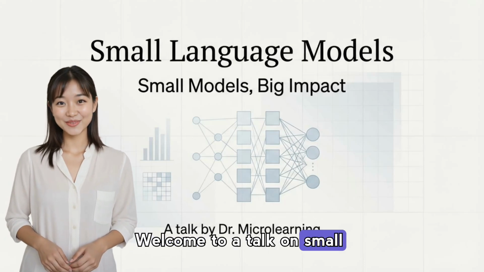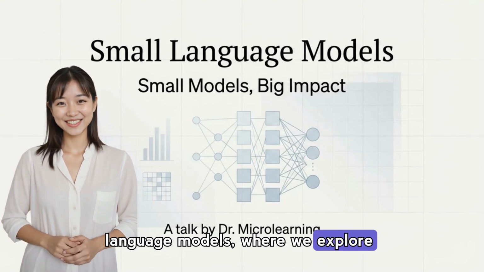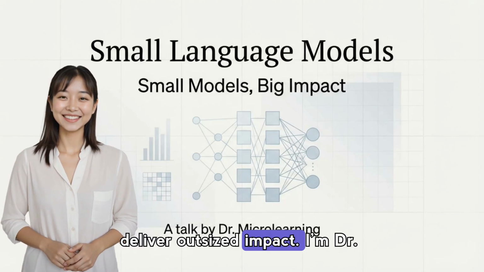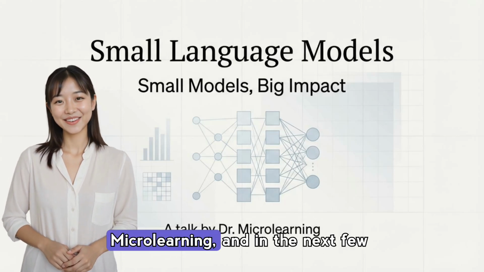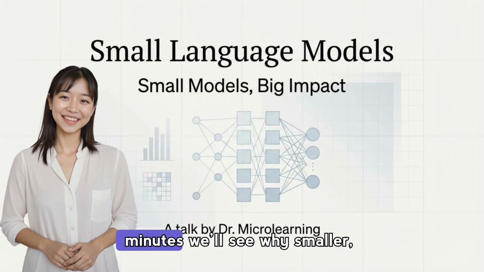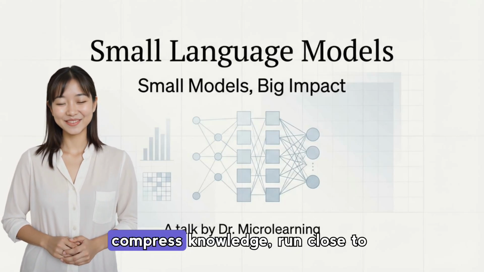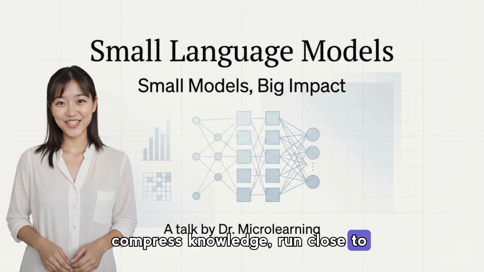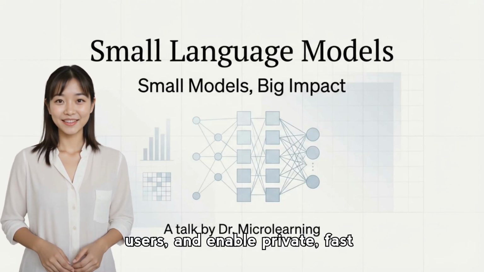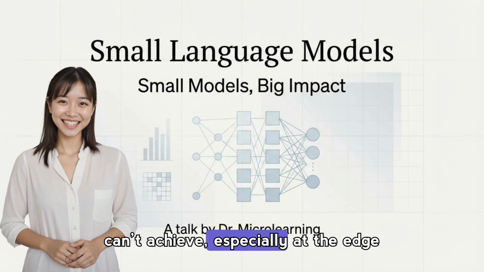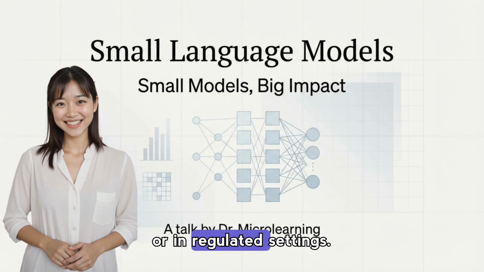Welcome to a talk on small language models, where we explore how compact neural systems can deliver outsized impact. I'm Dr. Microlearning, and in the next few minutes we'll see why smaller, focused models matter. They compress knowledge, run close to users, and enable private, fast applications that large models alone can't achieve, especially at the edge or in regulated settings.